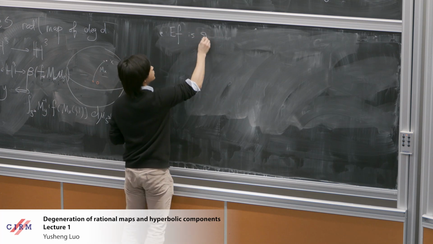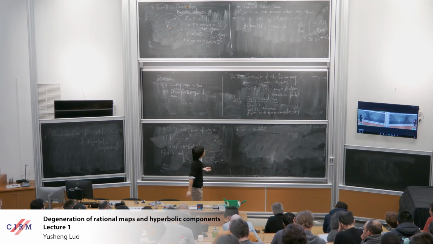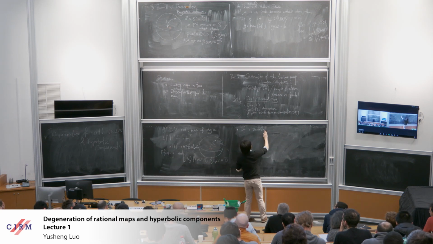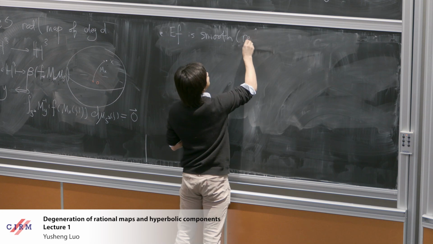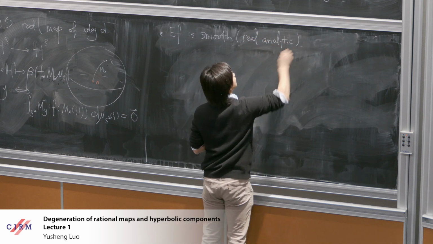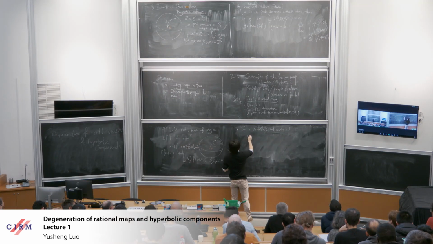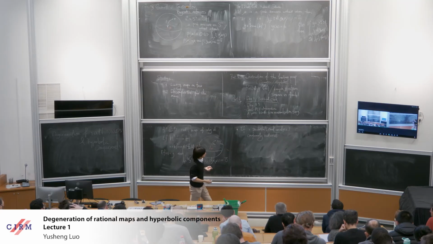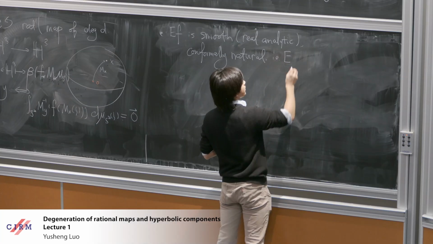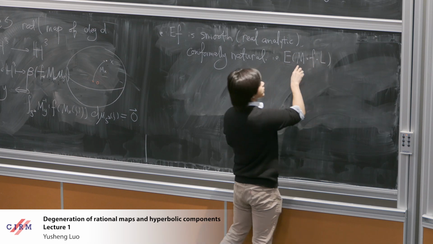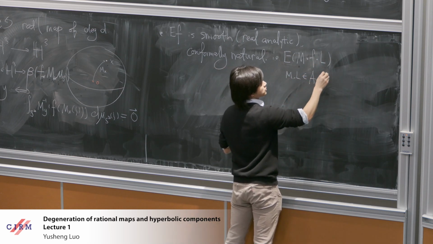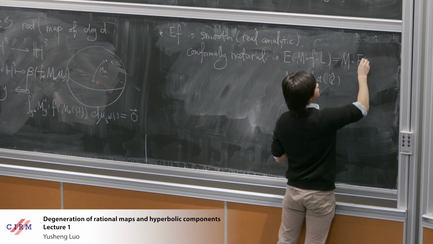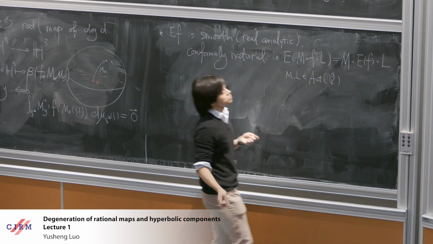This is smooth. And it is real analytic, in fact. And it is so-called conformally natural. So that is, if I take the barycentric extension of M composed with f composed with L, where M and L are Mobius transformations, then this is going to be the same as taking the composition of M with the barycentric extension of f composed with the barycentric extension of L.